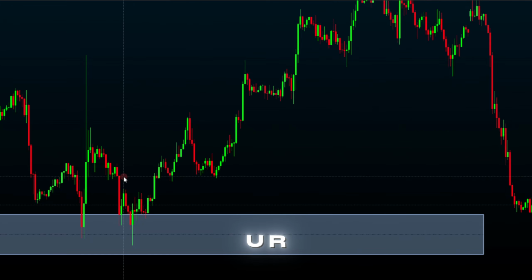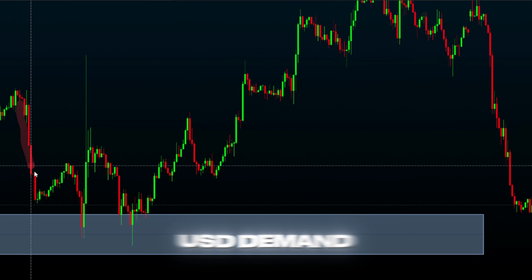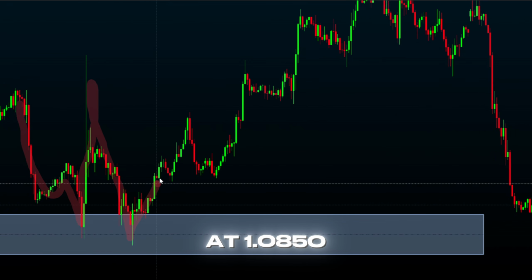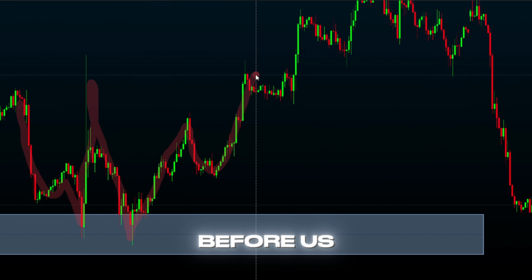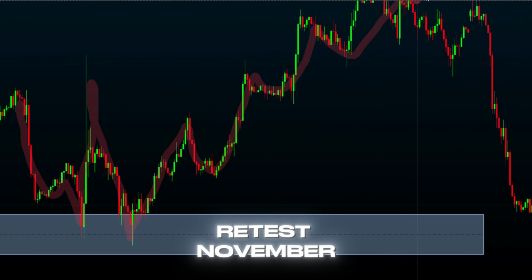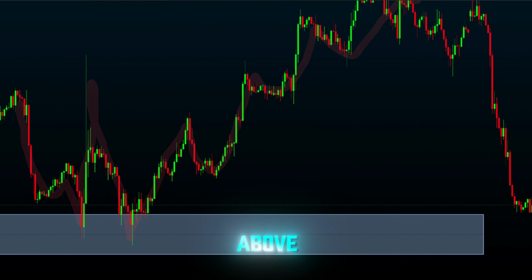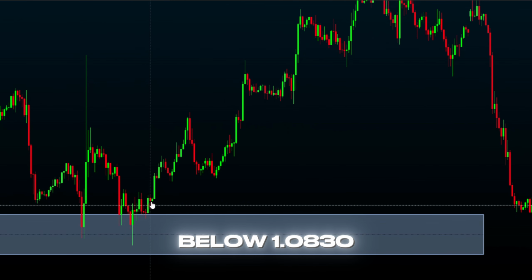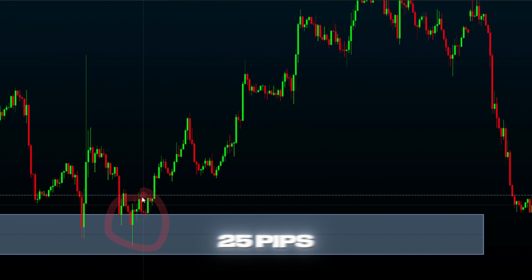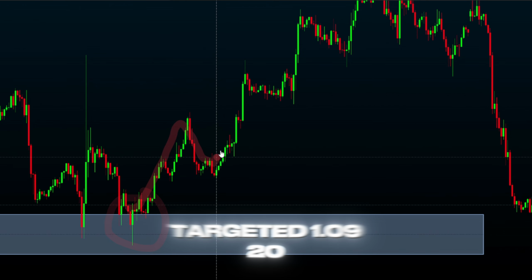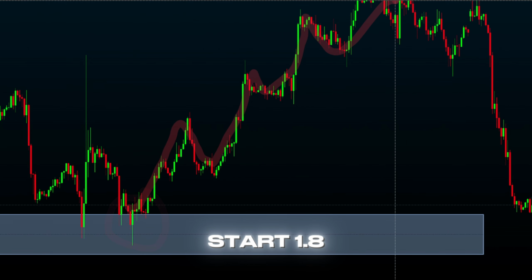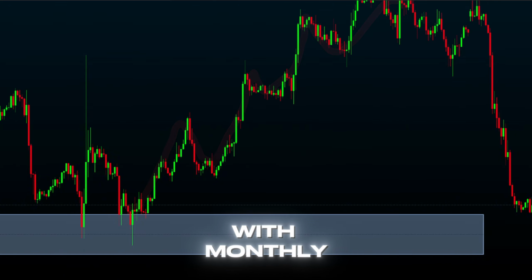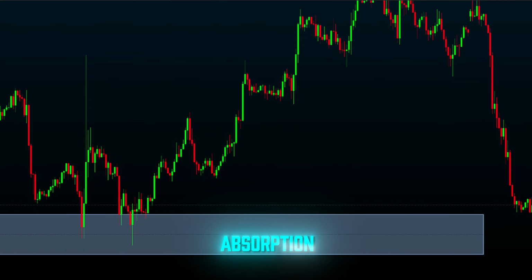Third, EUR/USD demand zone, October 2024 at 1.0850, last rally before U.S. election surge. Retest in November. Pin bar, close above mid 1.0855. Long, stop below 1.0830, 25 pips, targeted 1.0920, 70 pips, hit on dollar weakness. Logic: confluence with monthly low, high volume absorption.